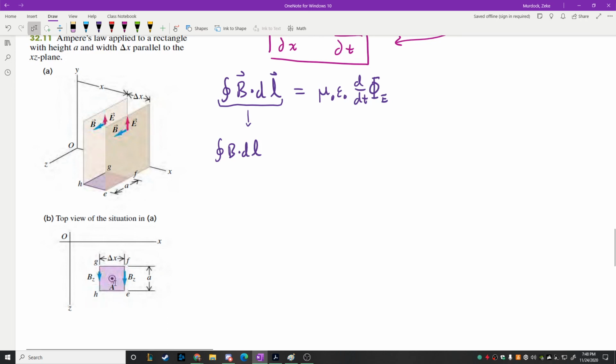Again, the direction that we travel around the path is given by our area vector here. Area vector pointing up means that the path is going to point like this, like this, like this, and then like this. The magnetic field is going to be that. So let's start from G. Starting from point G, integral B dot dl is going to be equal to BZ times A.